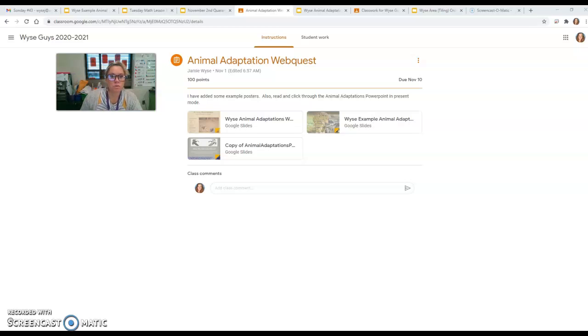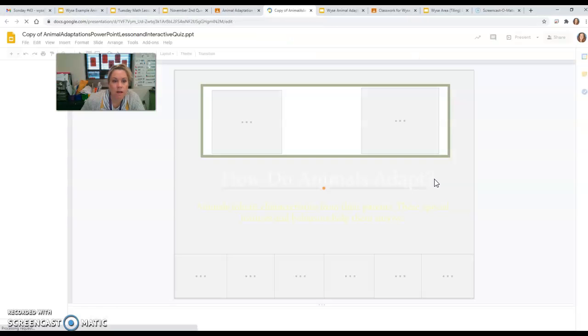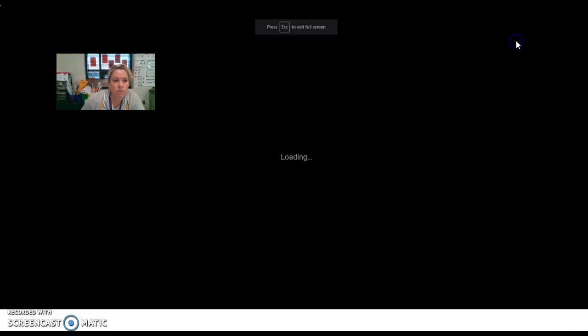I wanted to show you the animal adaptations unit. I wanted to show you what I added to Google Classroom to hopefully make it easier for you to understand what we're doing. We did start our new science unit, which is about animal adaptations. Yesterday, I think you looked at these Google slides, and today I added in this one right here. So when you go through this, you want to put it in present mode.